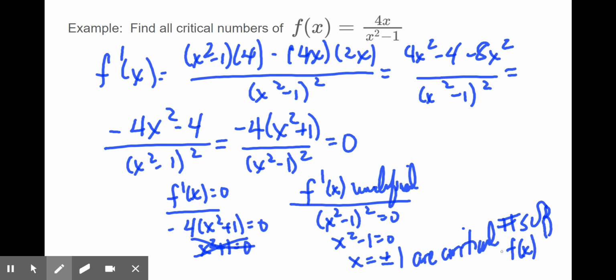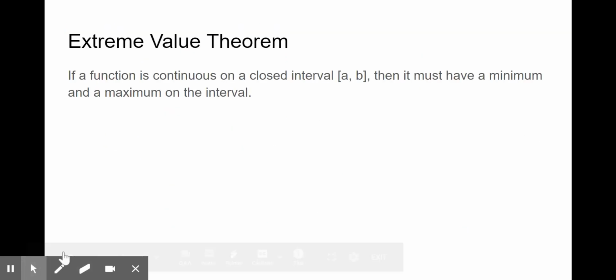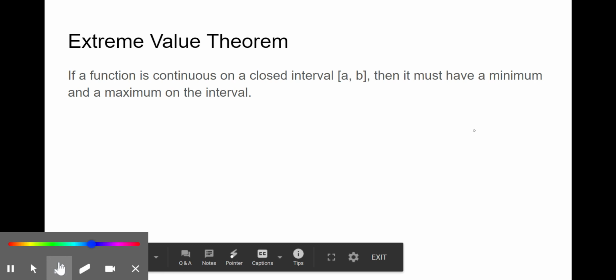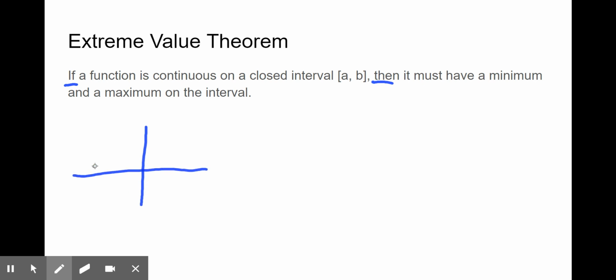Both of them, okay? All right, so let's talk about the first theorem as promised, which is the extreme value theorem, okay? The extreme value theorem is another if-then statement. There it is, all right? If a function is continuous on a closed interval, AB, then it must have a minimum and it must have a maximum on the interval, okay? So it's a pretty simple theorem to think about.